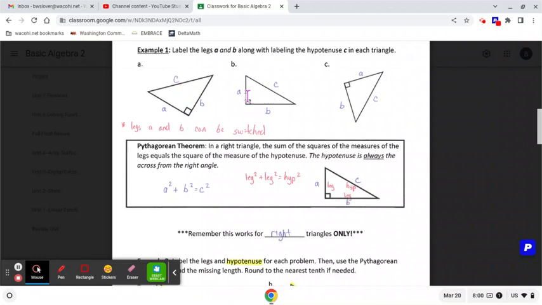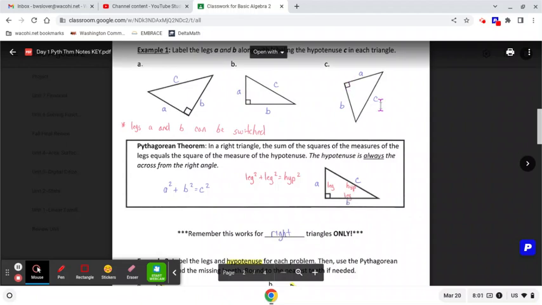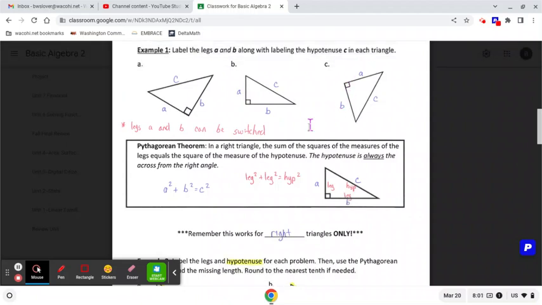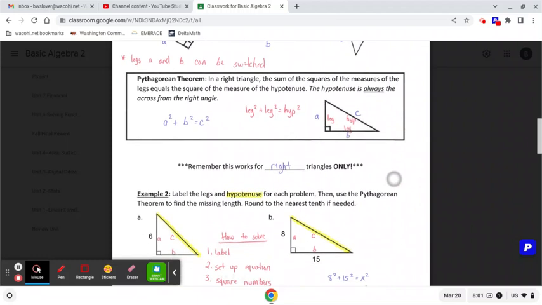That's my right angle. These two are going to be my legs. Here's my right angle, go opposite. That's my hypotenuse. The other two are my legs. You need to be able to identify your legs and your hypotenuse in order to use the correct formula. So the Pythagorean theorem, that's what's in this box.